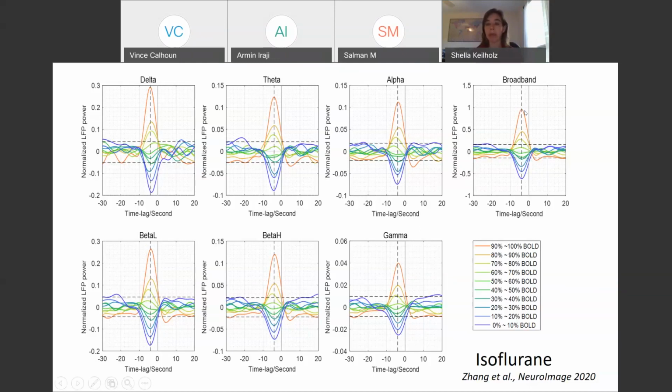So just looking at the broadband, what you can see is that for the highest bold events, the 90th to 100th percentile, the top 10% in amplitude, we see a really strong change in the LFP at about 4 seconds before, which matches up with the hemodynamic delay. Now, when you get to the middle percentiles, this becomes indistinguishable from noise. And then if we have a very low bold response, we also tend to see a low LFP signal. So it's only these high amplitude signals that really preserve the relationship between bold and LFP.